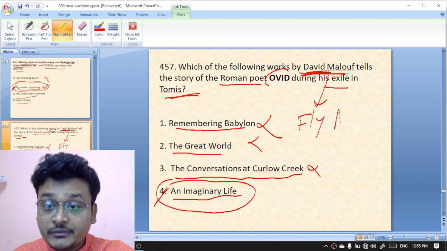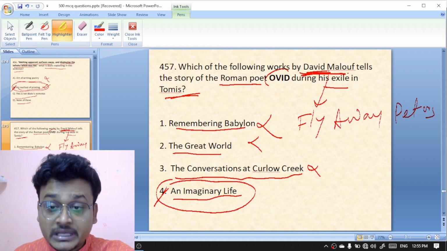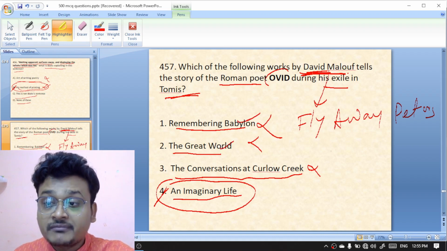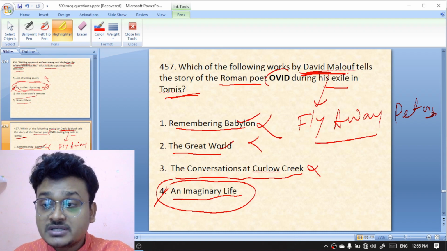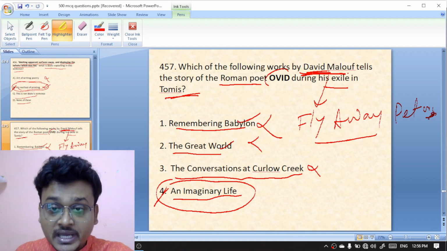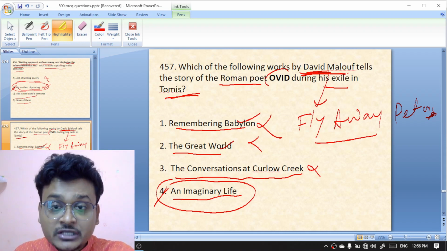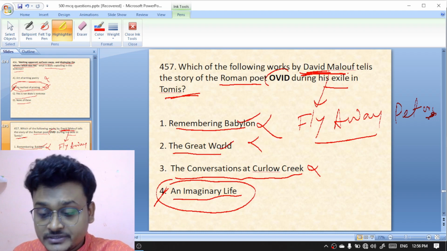These are all works written by David Malouf: Remembering Babylon, The Great World, The Conversations at Curlow Creek, An Imaginary Life, and Fly Away Peter. So these were famous novels written by David Malouf, the Australian novelist. And in the work An Imaginary Life, you will find the retelling of the exile of Ovid in Tomis.